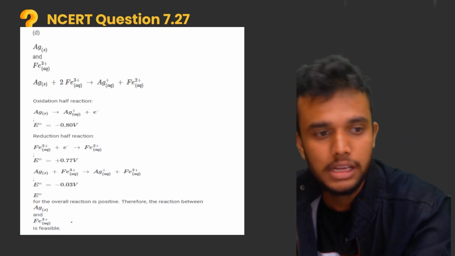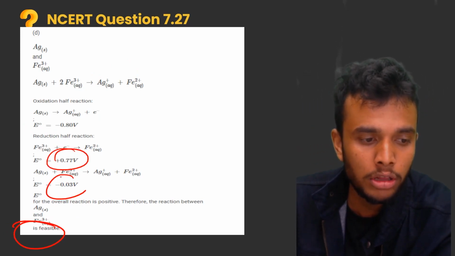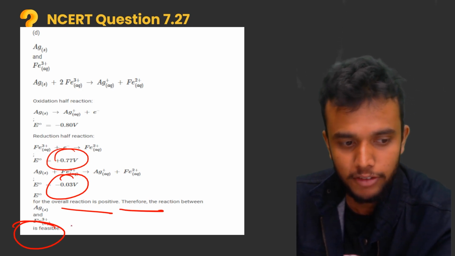Okay, students, I hope it's clear. Next one, the last one, is also unfeasible. Why? Because the overall reaction value is not positive. A positive value means a feasible reaction.